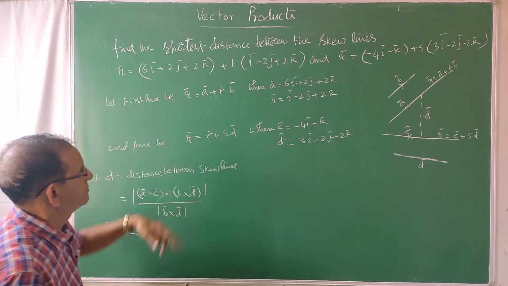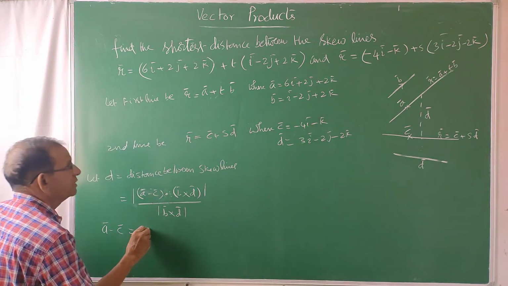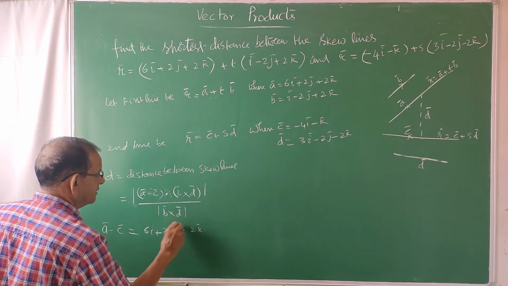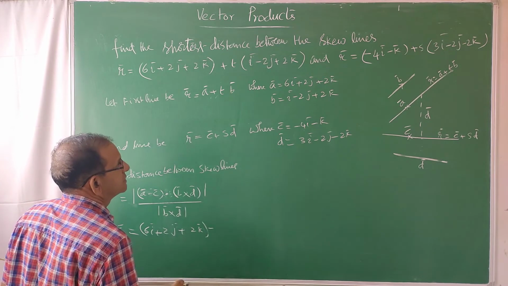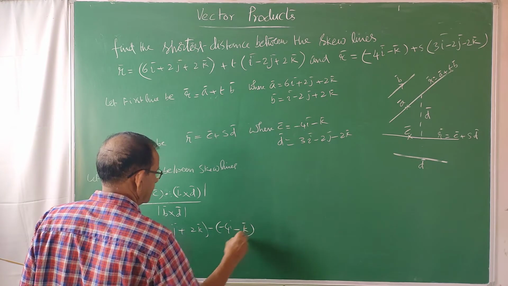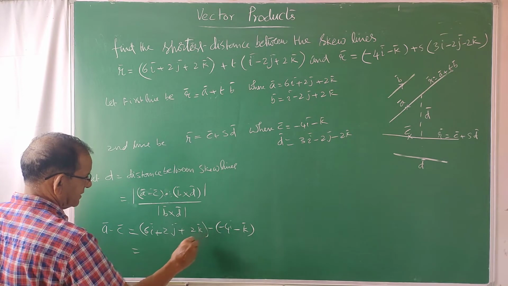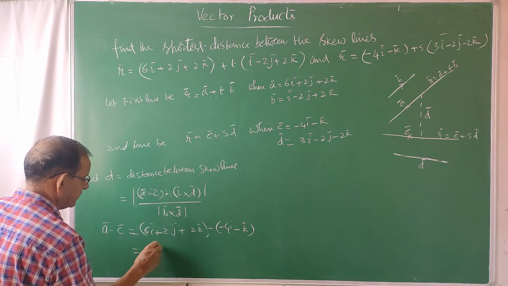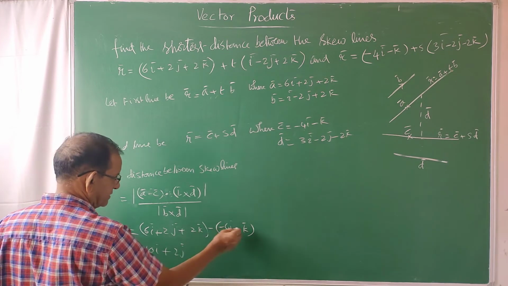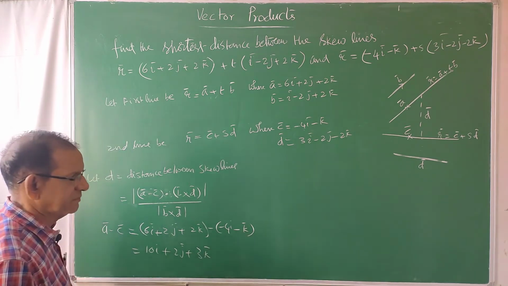A bar minus c bar: write the vectors first, 6i plus 2j plus 2k minus c bar, minus 4i minus k. So that is 6i plus 4i, 10i. 2j, no j term there. 2k minus minus k, 2k plus k, 3k. So this is a bar minus c bar.